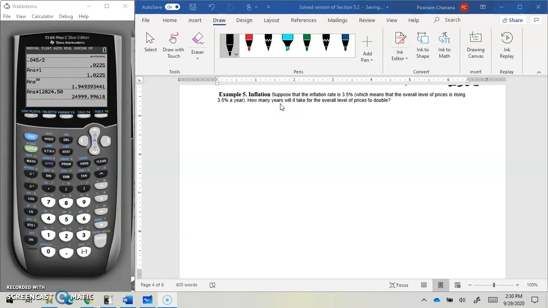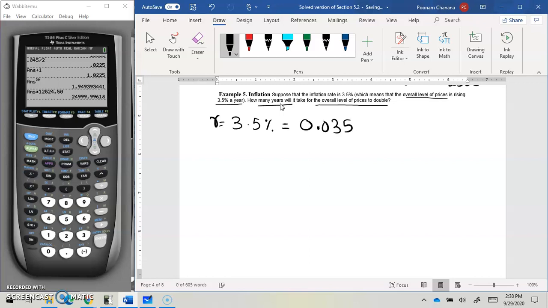Next is an example of inflation. Suppose that the inflation rate is 3.5%, which means that the overall level of prices is rising at 3.5% a year. How many years will it take for the overall level of prices to double? So inflation is what? Whatever you buy today, say for $1, in a few years the price of that thing will change, right? Now here they are saying it is changing at the rate of 3.5%, which in decimal format can be written as 0.035, right?